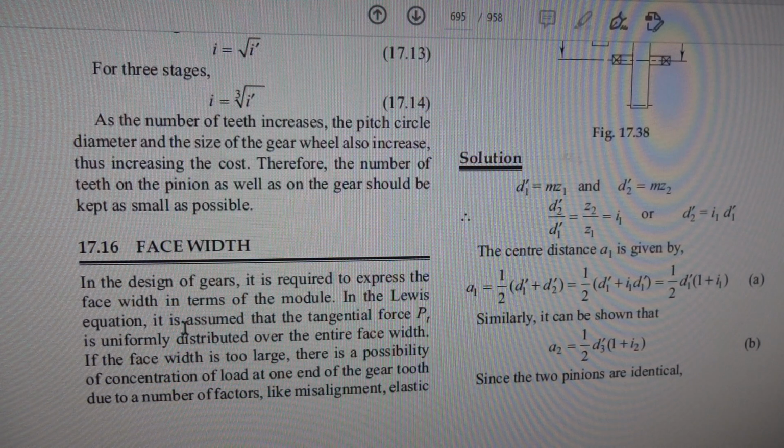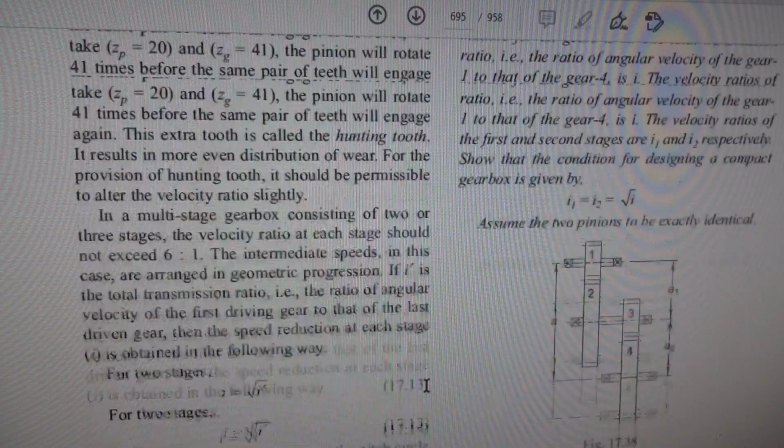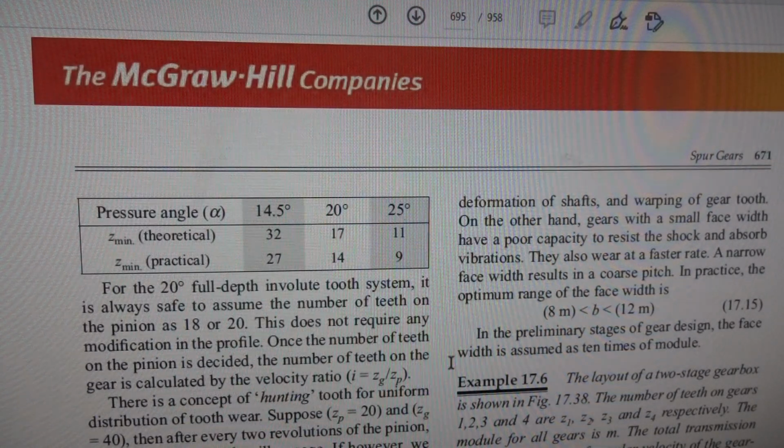If the face width is too large, there is a possibility of concentration of load at the end of the gear tooth due to a number of factors like misalignment, elastic deformation of the shaft, and warping of the gear tooth. On the other hand, gears with a small face width have a poor capacity to resist shock and absorb vibrations. They also wear at a faster rate. A narrow face width results in a coarse pitch.